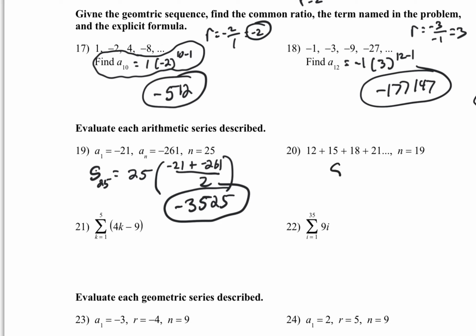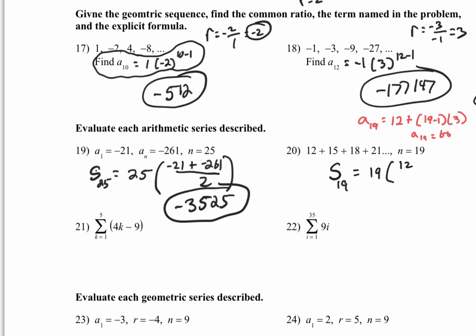For number 20, we're going to find S of 19. So that's going to equal our number of terms, 19, times our first term, which is 12. But now we also need to know A of 19. So we have to use the formula from sequences. So that's A of 1, which is 12. So we have to find A of 19. So that's 12 plus my n value minus 1 times the difference, and the difference is 3. So that's 12 plus 18 times 3. So our 19th term is 66.